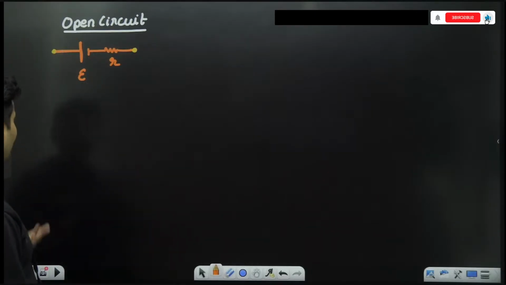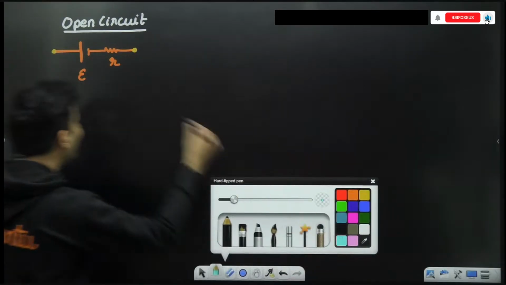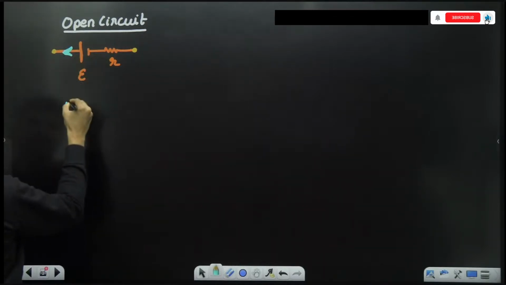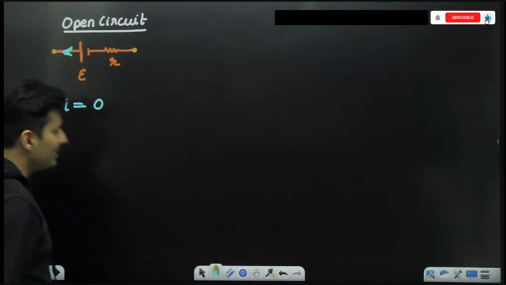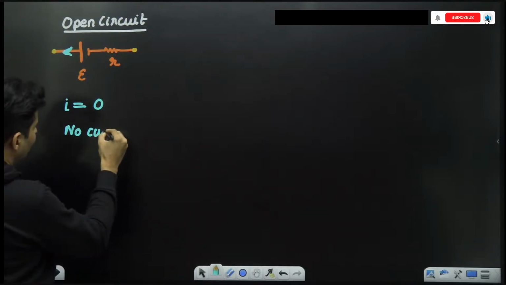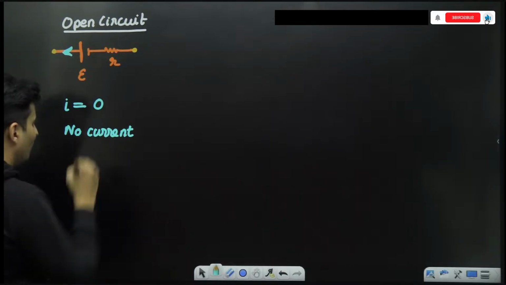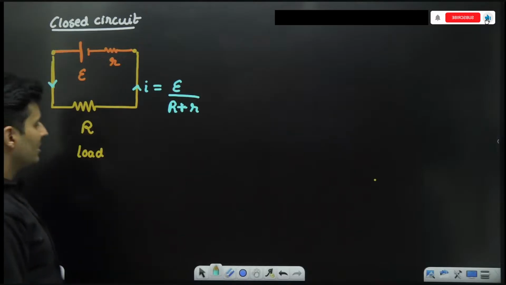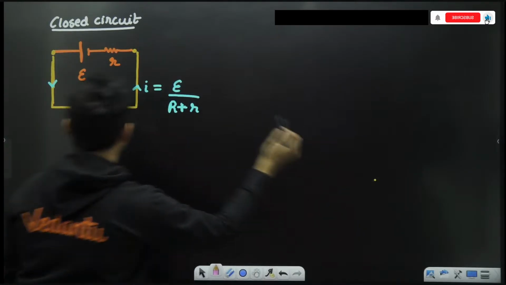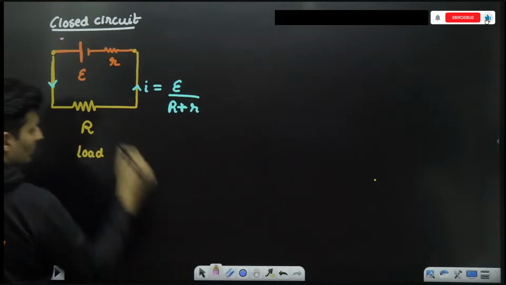So what happens in an open circuit? Really, we don't even have to discuss it. Just think about it. What will be the current? The current in the circuit will obviously be zero. No current at all. Wow, that is cool, sir. So there is this concept called, say for example, this was our battery.